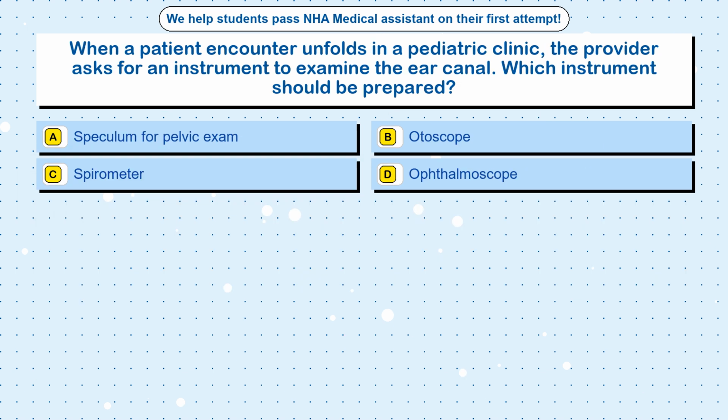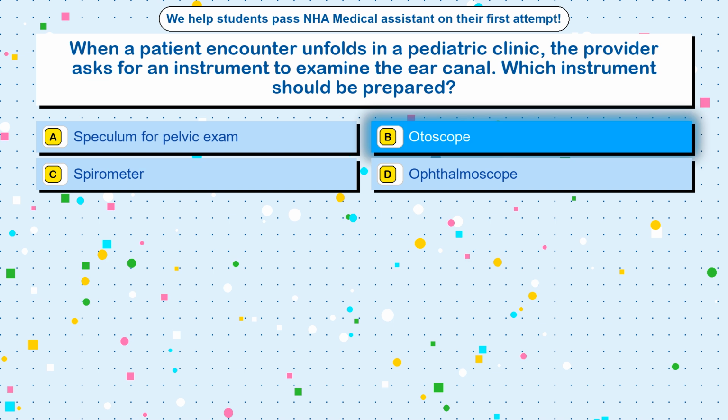Question 33. When a patient encounter unfolds in a pediatric clinic, the provider asks for an instrument to examine the ear canal. Which instrument should be prepared? Option A. Speculum for pelvic exam. Option B. Otoscope. Option C. Spirometer. Option D. Ophthalmoscope. The correct answer is option B.